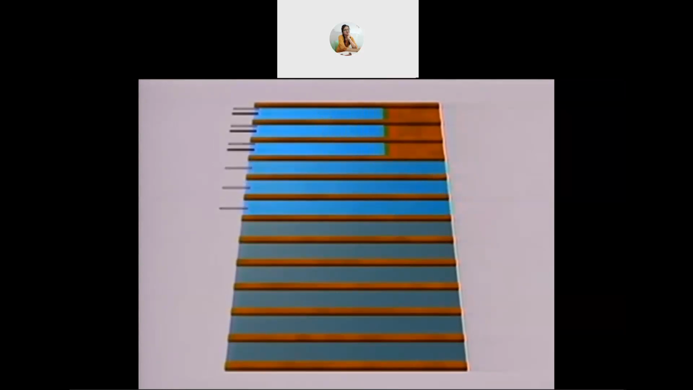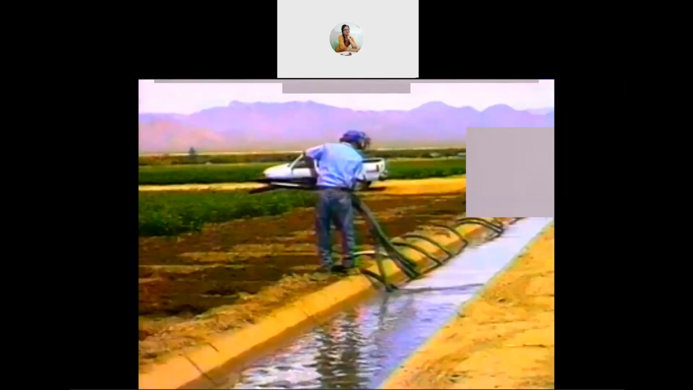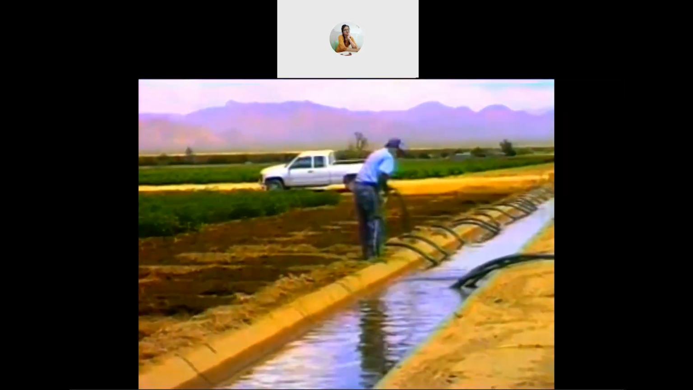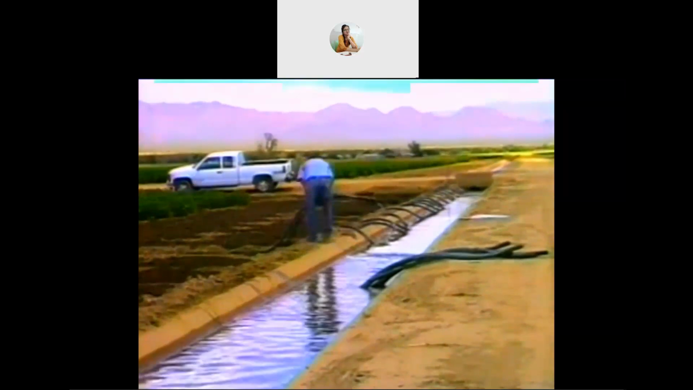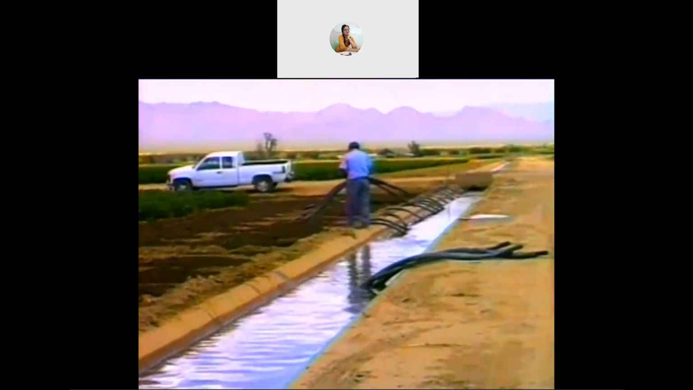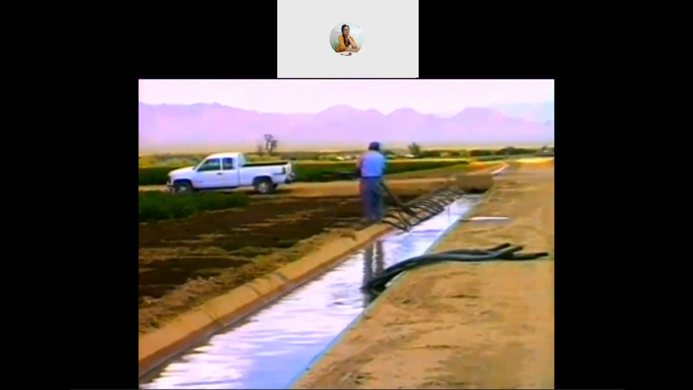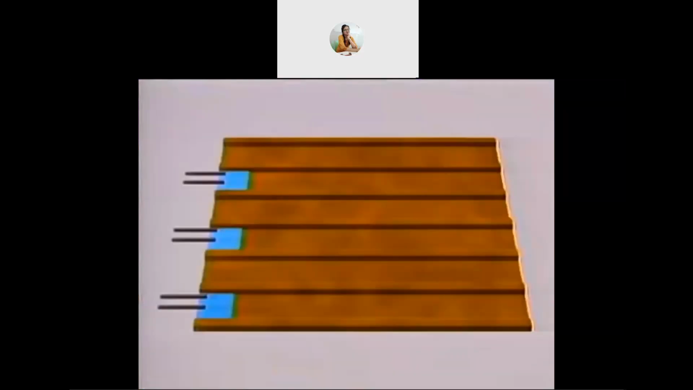Cutback irrigation is difficult to manage because as you remove the siphon tubes, you need to start new rows. Remember, you have to use all of the water coming into your supply canal or you will overtop the canal.